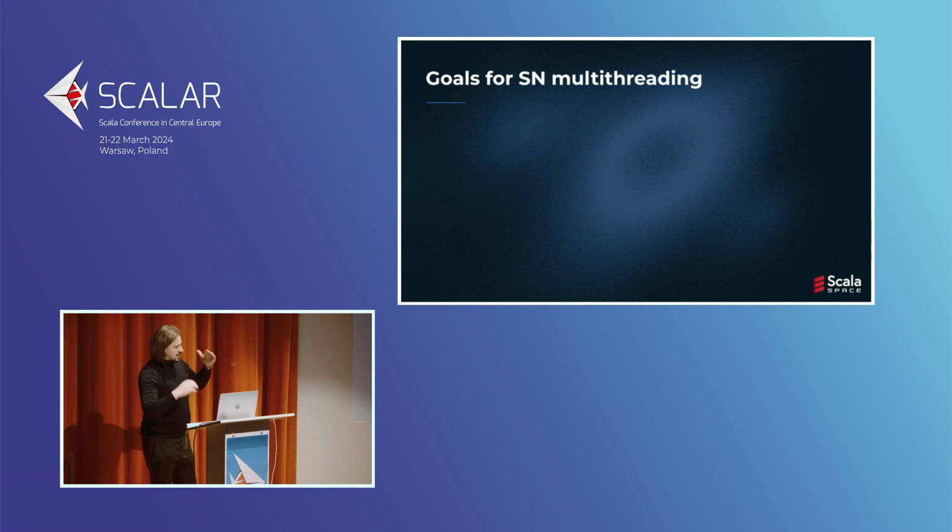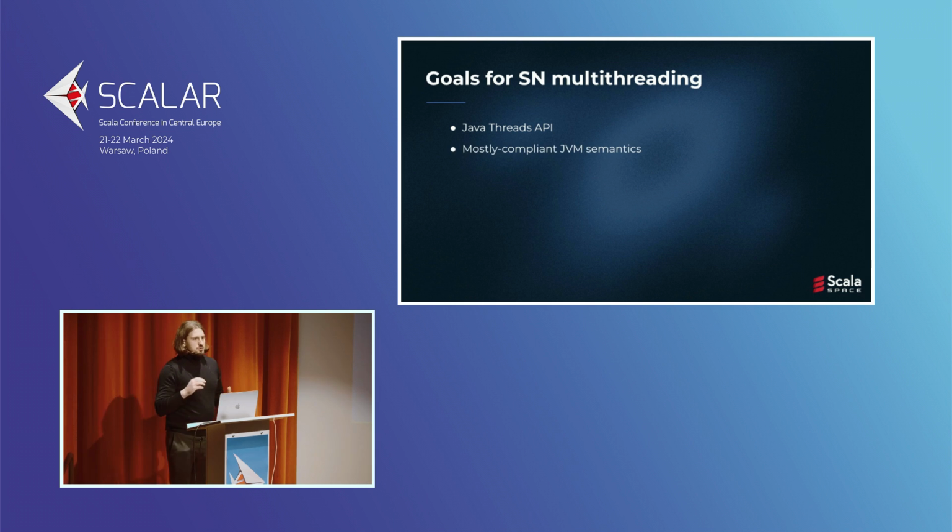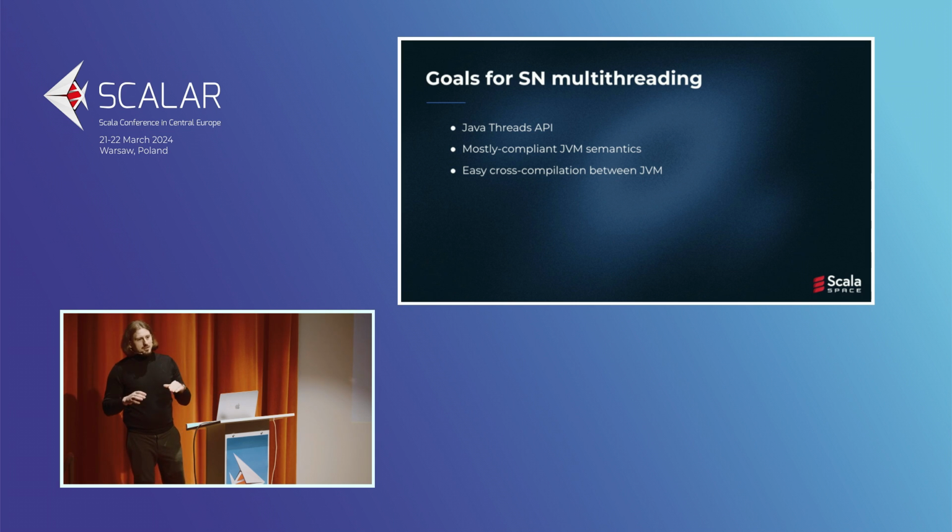And let's start with some goals that we had for multi-threading. We wanted to have most of the Java Threads API and build upon it later. This means that we also wanted to have mostly compliant JVM semantics, mostly because if you are migrating some code or would like to cross-compile between JVM projects, you would like to keep the same semantics. You want to keep the same invariants about how your code is going to be executed, which is not always that obvious and not easy.